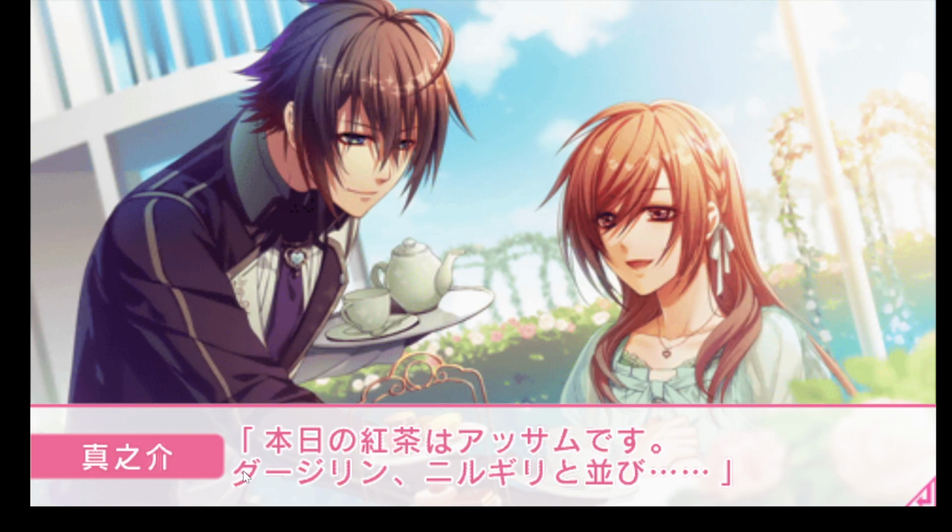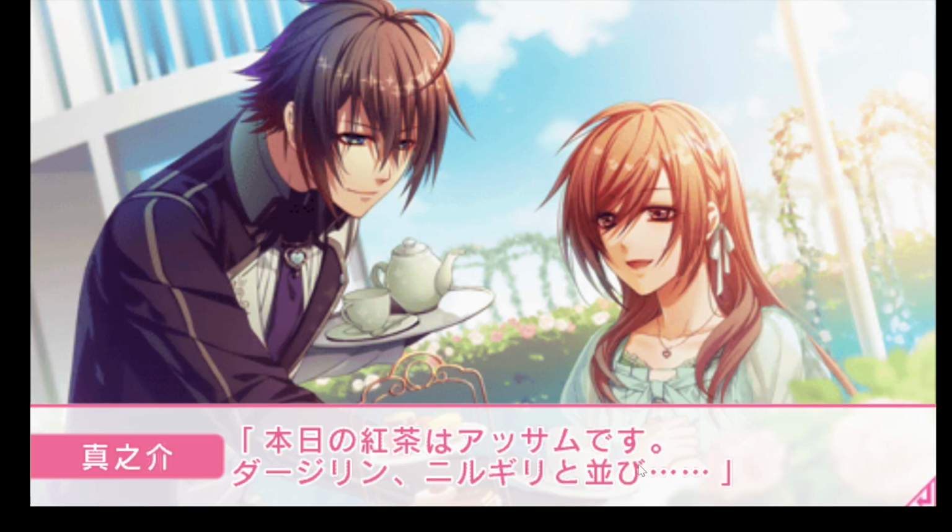I didn't know about this. Yes, it's a type of tea. I like tea. I don't drink tea, so. You're missing out. Darjeeling is also a tea. I don't know how to say that in English. Darjeeling, and then Nirugiri. Exactly.